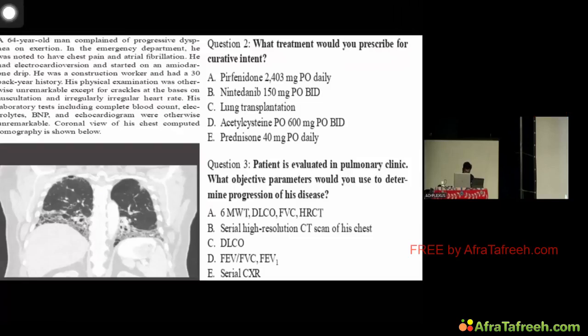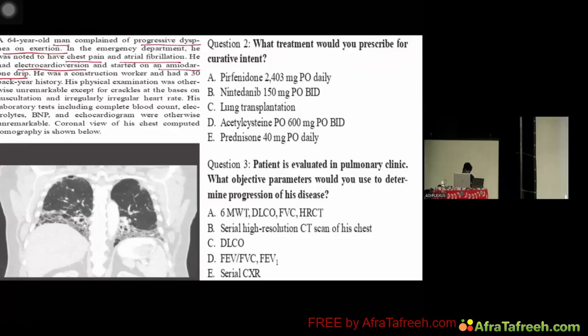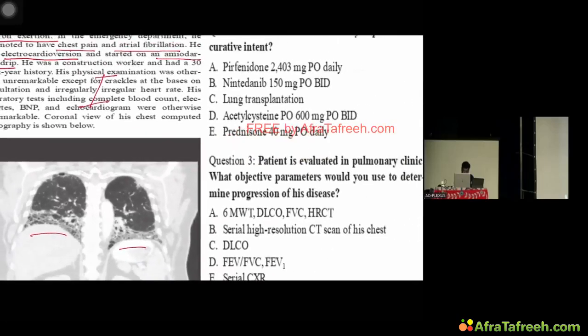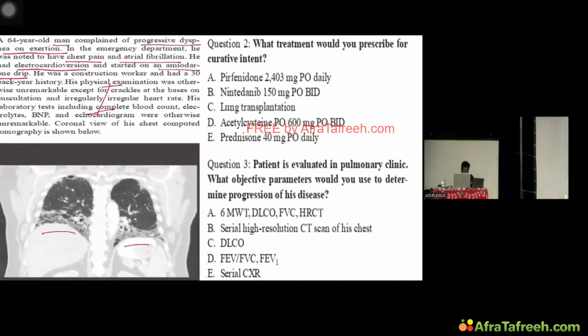A 64-year male, progressive dyspnea on exertion, chest pain, atrial fibrillation. He was undergoing electrical cardioversion and amiodarone was started. Apart from this, he has nothing significant. What kind of pattern here is seen? Almost like a honeycombing pattern is seen. What treatment would you prescribe for him with the intent of being curative?